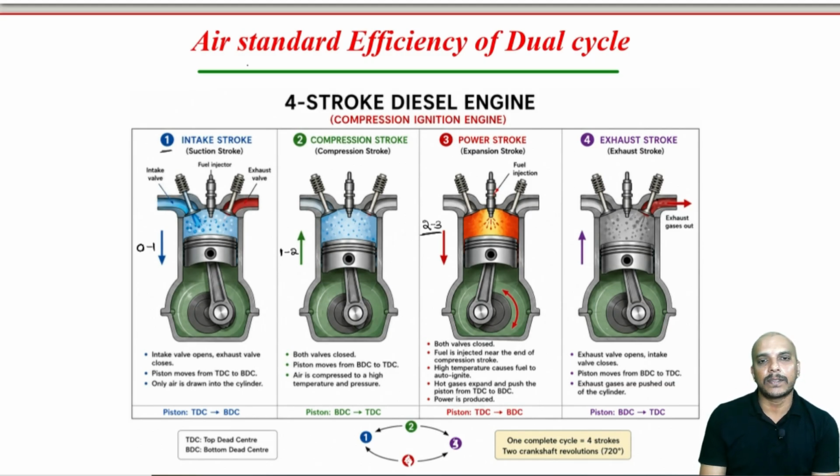In this video, let us talk about dual cycle and we will also derive the air standard efficiency for a dual cycle. Remember when we were talking about diesel cycle engine, we said that the heat is added at constant pressure. Now, how did we assume that? We assume that 0 to 1 is a suction stroke.